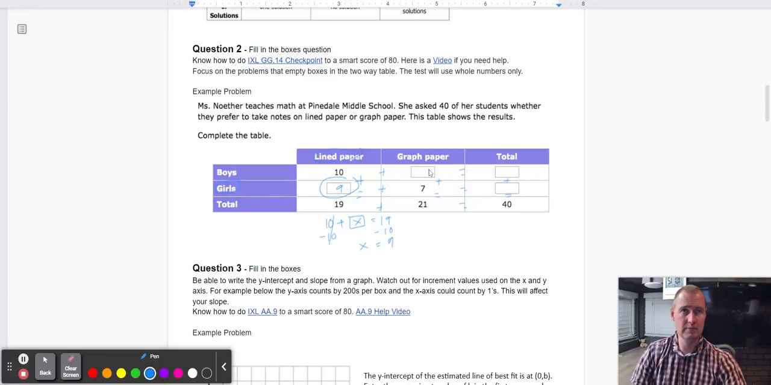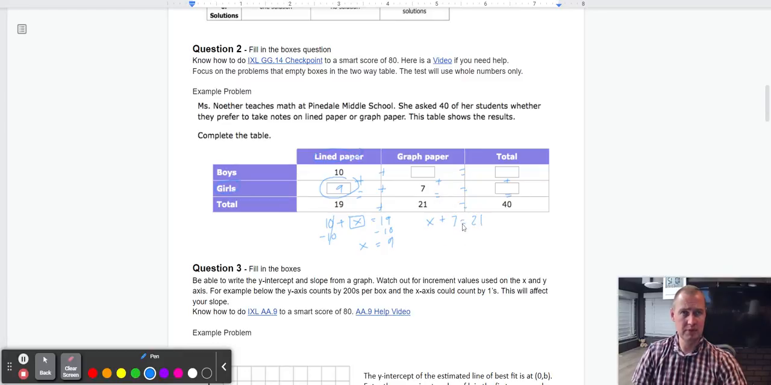All right, let's go to the next box here. We're looking for the boys in the graph paper. Well, we have 10 plus something equals something, which makes it too hard because there are two unknowns. So what I want to do is go up and down like I did before to figure out the missing box. The way this writes out is we've got something, let's call it x, plus 7, remember working down, equals 21.